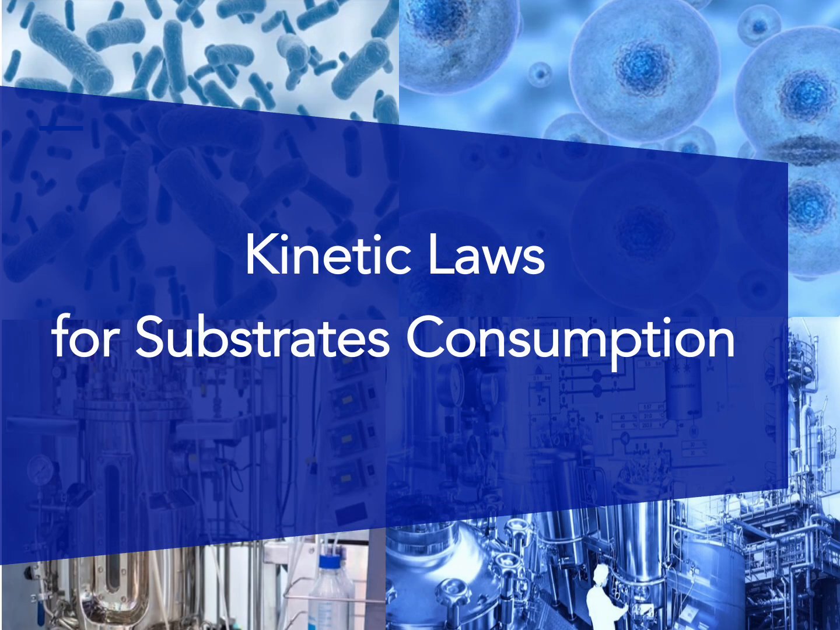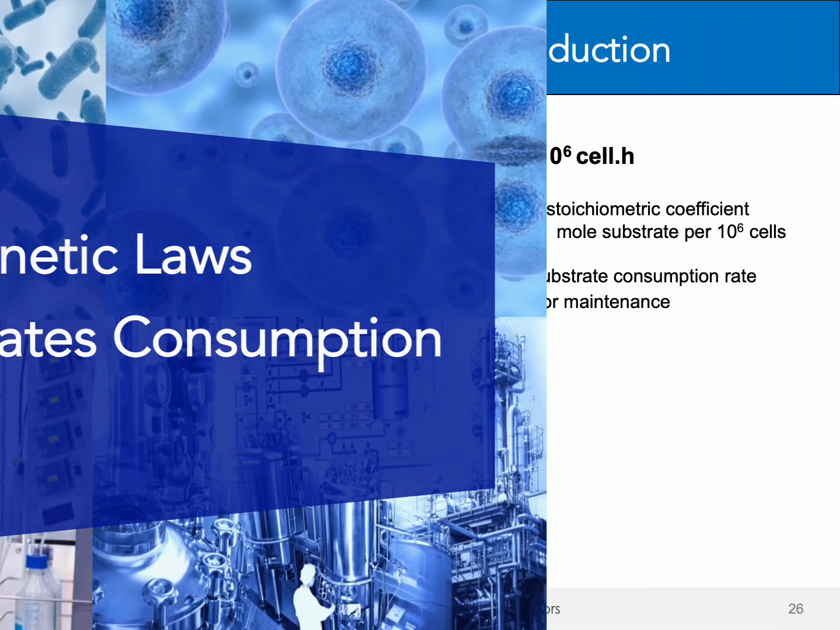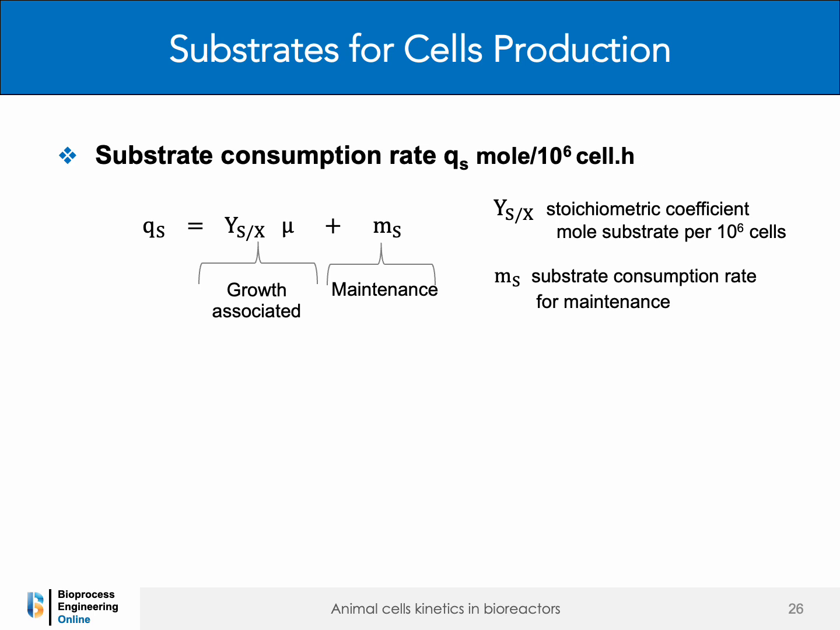Let us now examine the kinetic laws that describe substrate consumption rates, focusing on the major nutrients, glucose, glutamine, and oxygen, required for animal cell growth and metabolism. During cell culture, the rate at which cells consume nutrients is closely related to their growth rate. The specific substrate consumption rate, denoted QS, is expressed in moles of substrate consumed per million viable cells per hour.